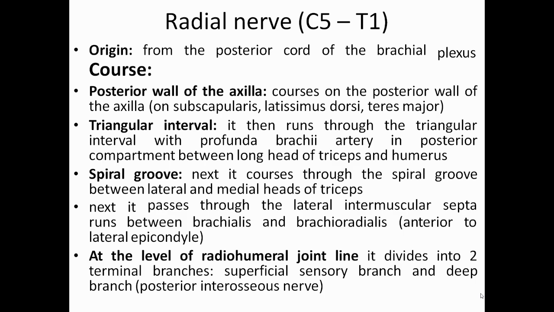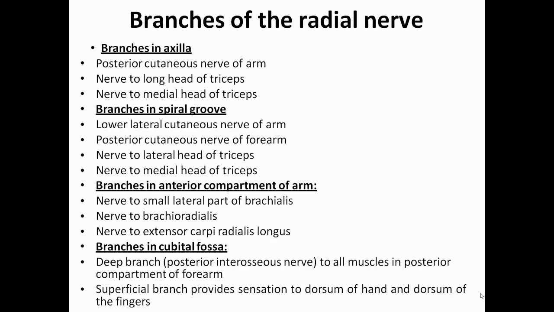Next, it courses through the spiral groove between the lateral and medial heads of the triceps. Then it passes through the lateral intermuscular septum and runs between the brachialis and brachioradialis muscles. At the level of the radiohumeral joint line, it divides into two terminal branches, that is the superficial sensory branch and the deep branch, which is called the posterior interosseous nerve.